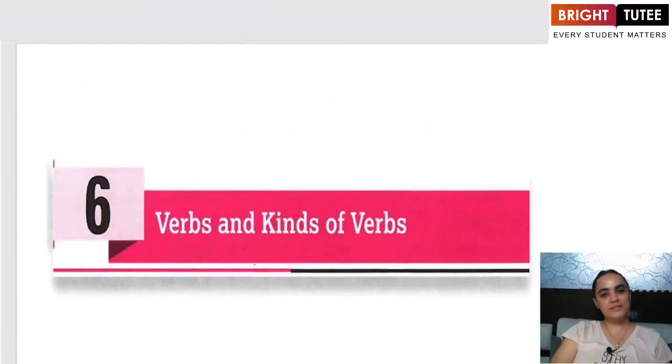Hello dear students, welcome to another lecture. In this class we are going to begin with chapter 6 of class 7 English Grammar, Nagaland Board, which is verbs and kinds of verbs.